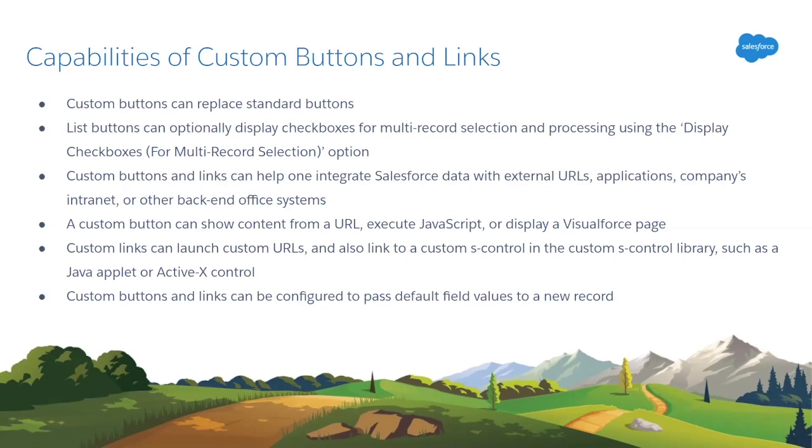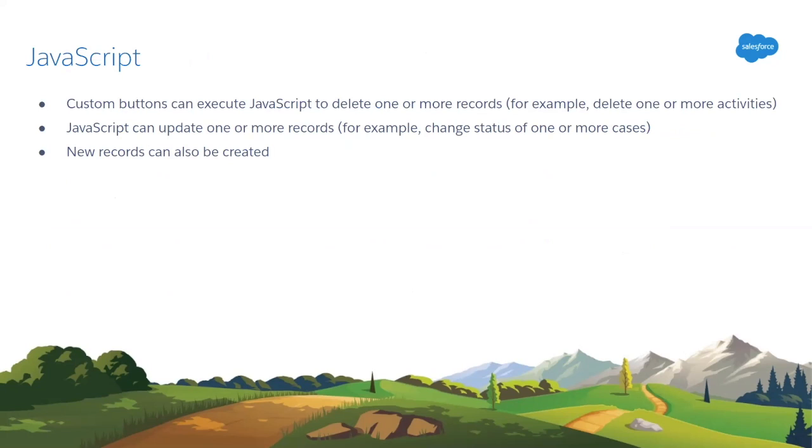For example, at Truckstop, what we had with some of these custom URLs was there was a legacy system. And so a lot of times the URL for the specific account was on the account detail page. Some of the functionalities with JavaScript are they are able to delete one or more records.